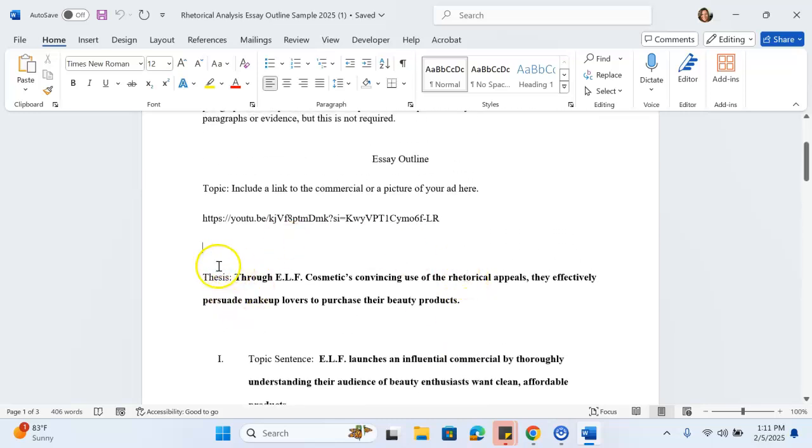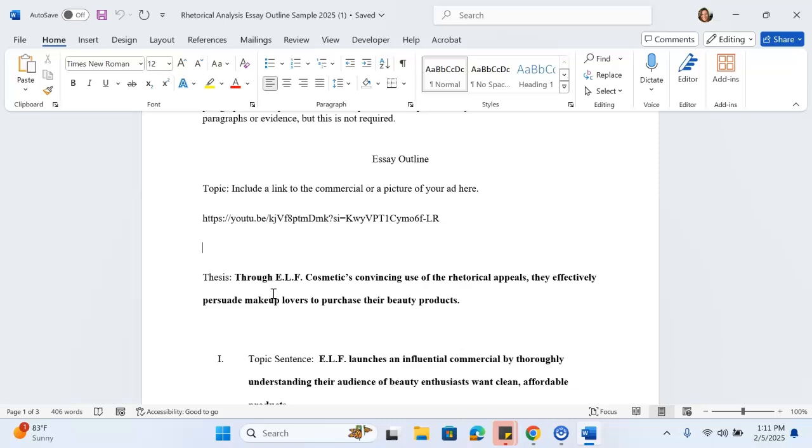All right. So then the next thing I ask for is the thesis. Obviously, when you write your full paper, you will have a full introductory paragraph. But for the purpose of this assignment right now, all I want to see is that you can write a one-sentence effective thesis. This student does a pretty good job of this. You'll notice on her final draft of her paper, it's been tweaked a little bit, but she says through e.l.f. Cosmetics' convincing use of the rhetorical appeals, they effectively persuade makeup lovers to purchase their beauty products.